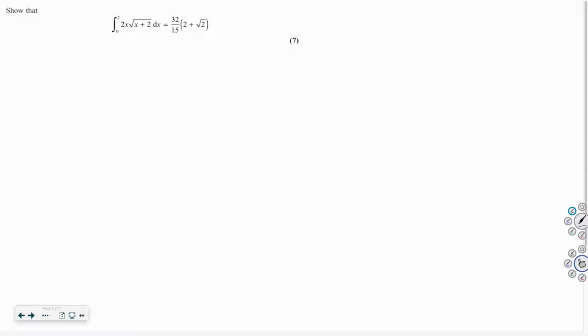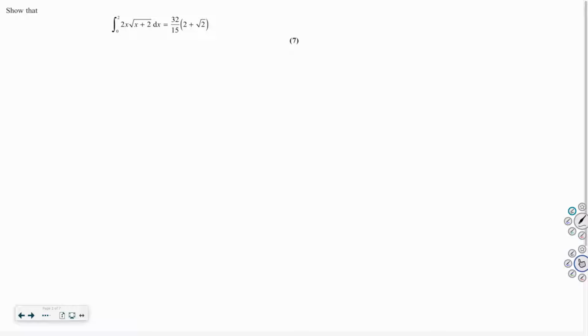So in this video we're going to be working through an integration question which was on the Edexcel June 2018 Maths A-Level Paper 1. It says, show that the integral between 0 and 2 of 2x times the square root of x plus 2 with respect to x is equal to 32 over 15 times (2 plus root 2).